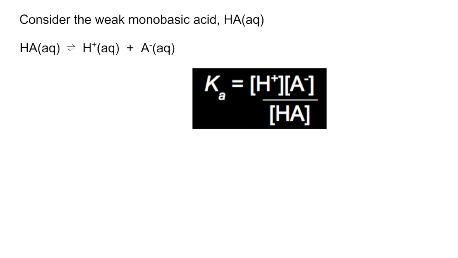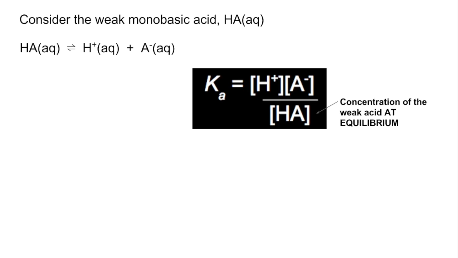So from that we can write the Ka expression. The equilibrium constant for this acid is equal to the H plus concentration multiplied by the A minus concentration, all over the concentration of HA. Now remember that the square brackets refer to equilibrium concentration. So I'm just going to focus on the acid for now. Technically, that's the concentration of the weak acid at equilibrium.